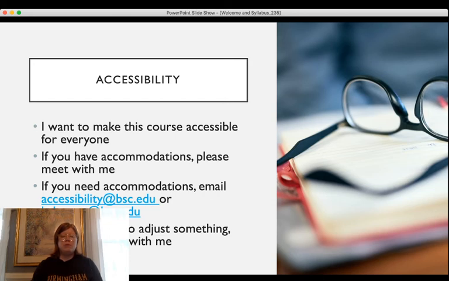If you don't need a formal accommodation, but you need me to adjust something, if the alt text on the PowerPoint slides isn't working for you, if you need a seat near the front, if something else is going on that would help you learn that I can handle without an accommodation, please discuss it with me. I will do my best to accommodate people's learning needs within reason.